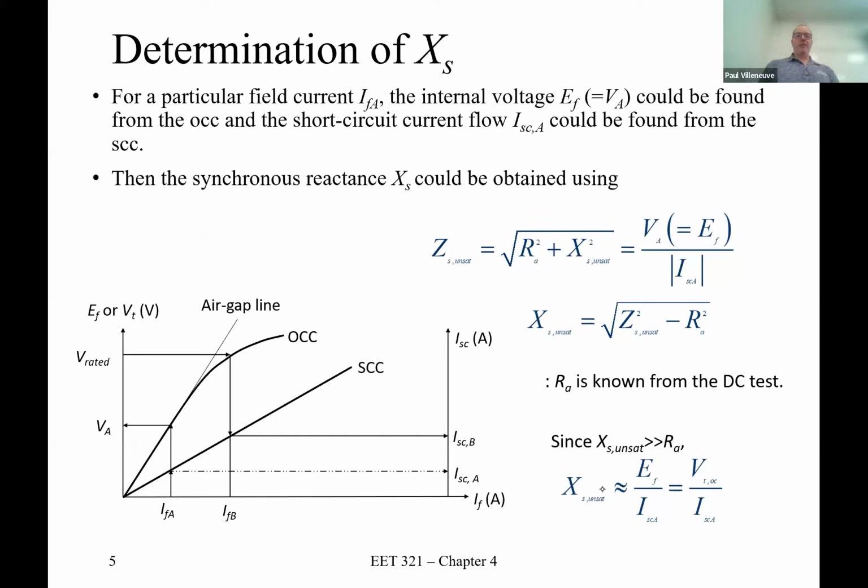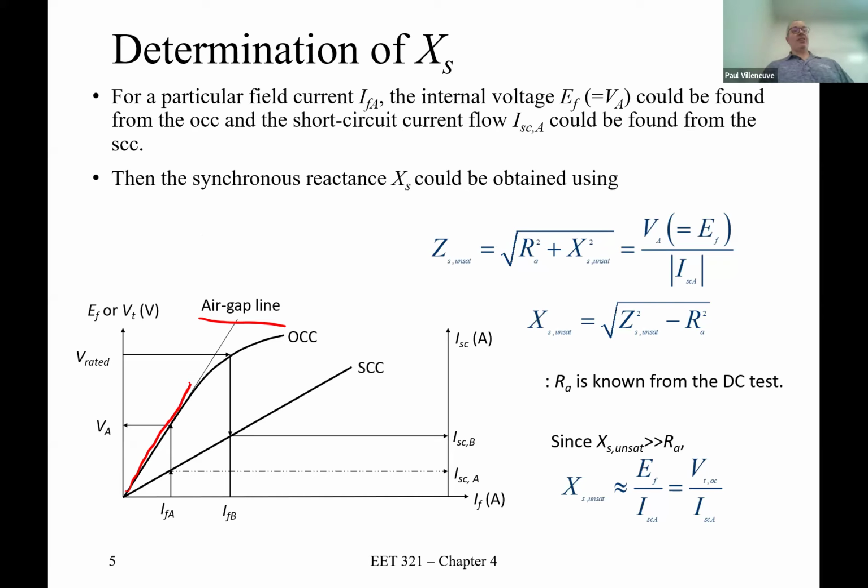Let me see if I can move that here a little bit. And you can see I've got the open circuit and the short circuit characteristic. There's one other interesting piece of information. It's called the air gap line. The air gap line is essentially a straight line that, if saturation never occurred, would be the value that you attain. It's basically a linear line the whole way.